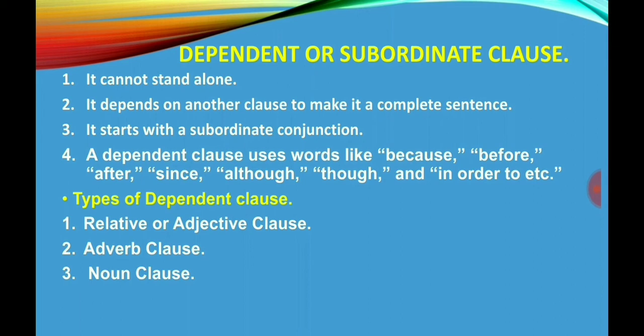Types of dependent clause. There are three types; we already discussed the three main types of dependent or subordinate clause. Let us begin with the types of dependent clause once again: relative or adjective clause, first one; second one adverb clause; third one noun clause.